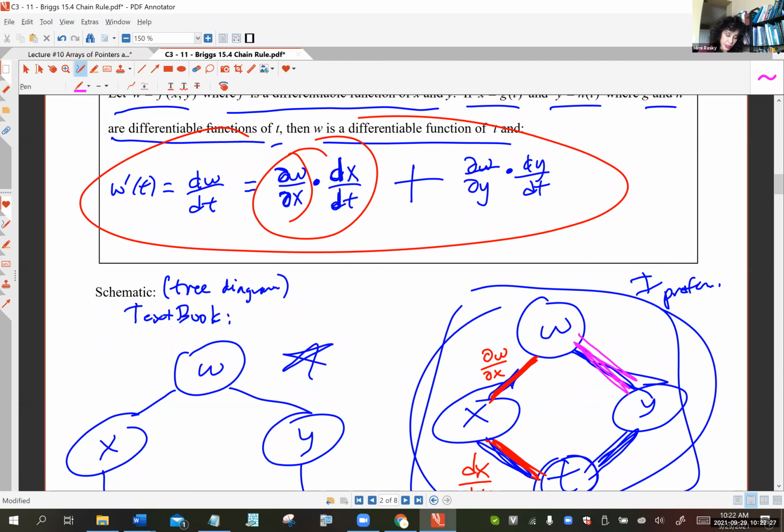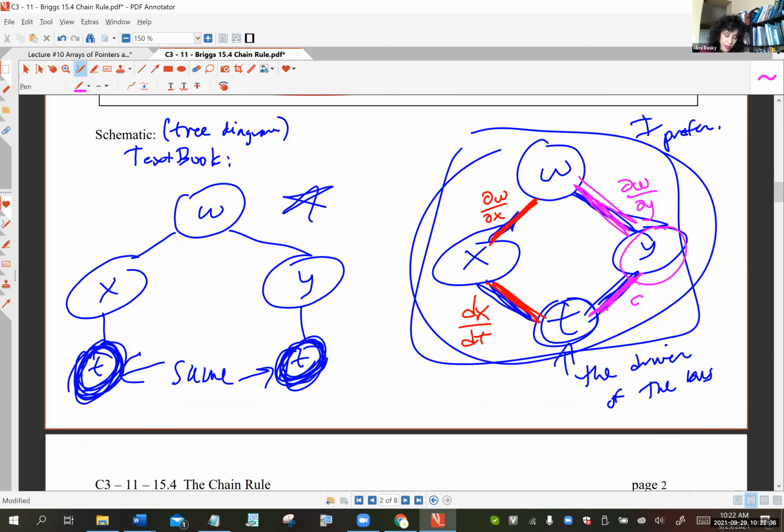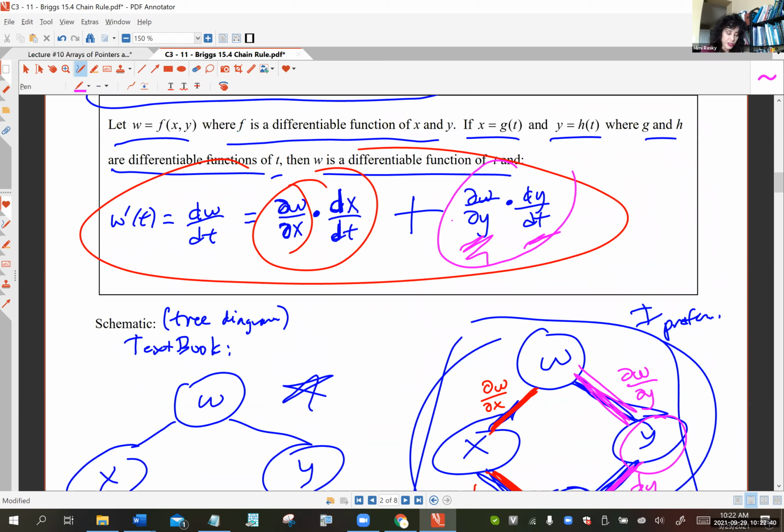you go from w down to y, and you do that by taking the partial of w with respect to y. And then you multiply that by dw dt right here. And that gives you that second term. So the tree can help you understand this formula better. And that's why I think tree diagramming is great.